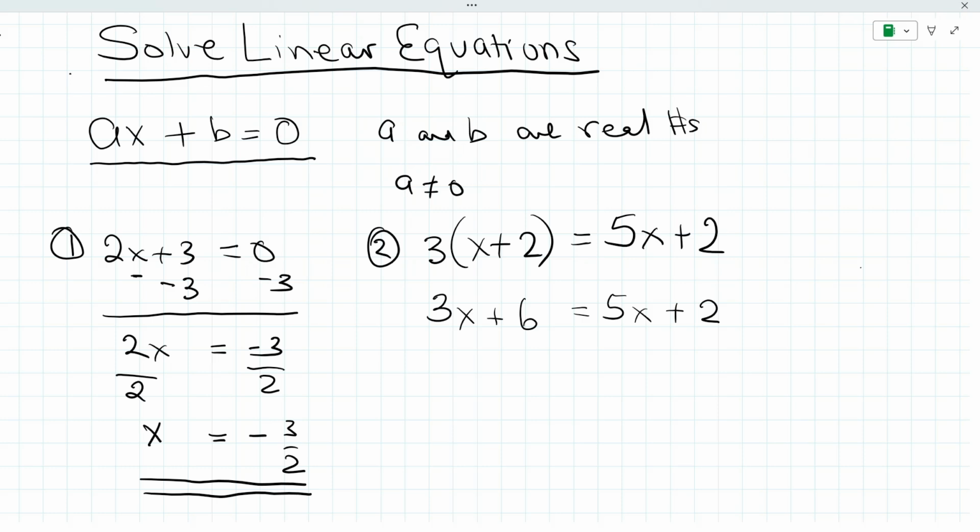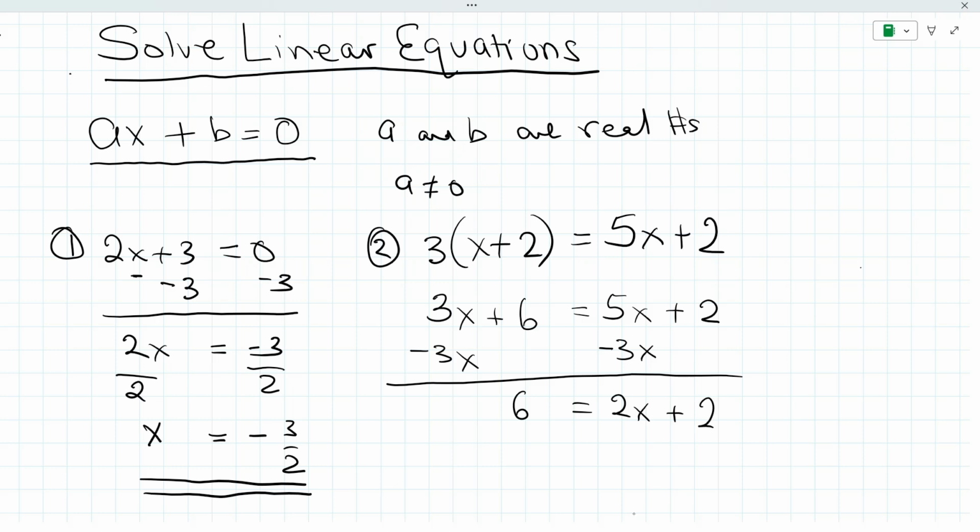Now, again, we start off by aiming at isolating x. So we'll start off by subtracting 3x on this side, and what you do to one side of an equation, you must do exactly the same thing on the other side. So on this side, we also have minus 3x. So 3x minus 3x will give us 0, and then we'll have our 6 here, which will equal to 5x minus 3x will give us 2x, and then plus 2.